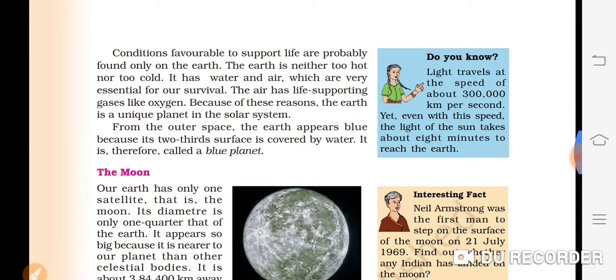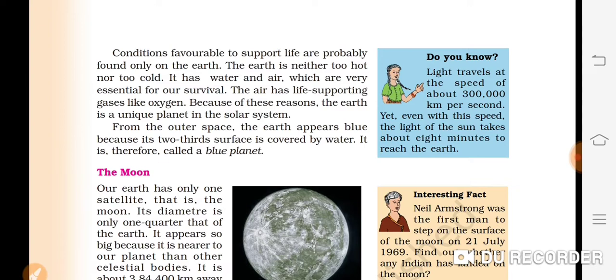Conditions favorable to support life. Why is life present on the Earth? Because conditions favorable to support life are probably found only on the Earth. Probably, not surely. The Earth is neither too hot nor too cold. It has water and air, which are very essential. So these air and life supporting systems are all essential. So we have a living planet.